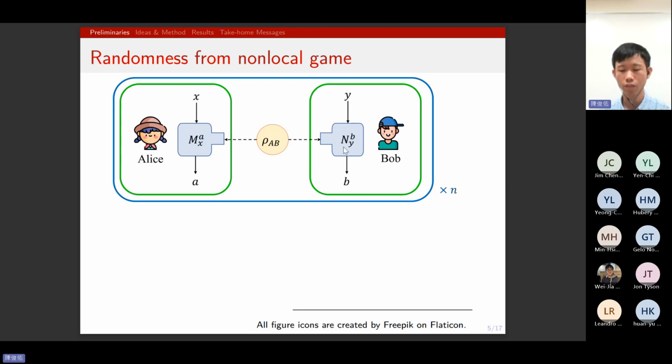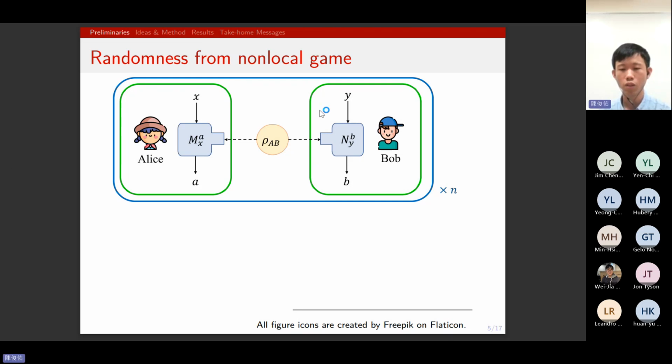Because in order to do quantum things, they need to share an entangled pair, rho AB here, and the two parties will do the measurement on their corresponding parts.